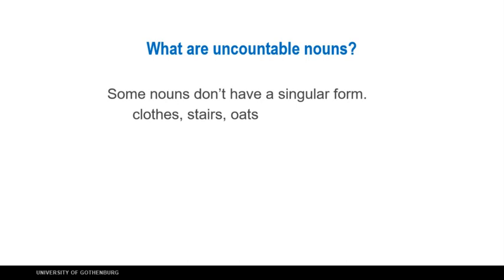And some nouns only have a plural form and no singular form. Some English examples are clothes, oats, stairs. Or customs, border control, manners, the way we behave, arms, drugs. Of course, there is a singular arm and singular drug, but not with the same meaning.